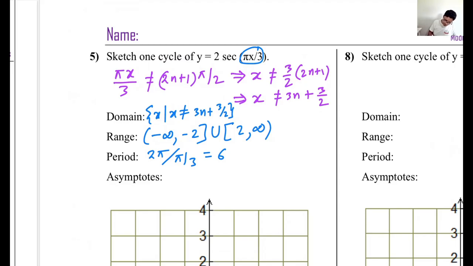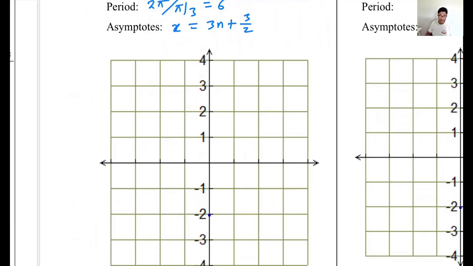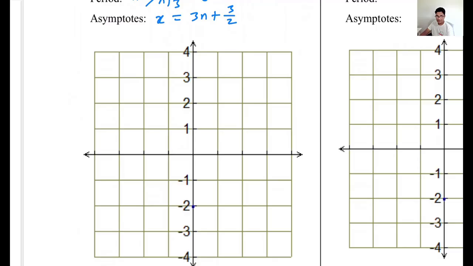And the asymptotes will be exactly those values. Equation should be x equals 3n plus 3 over 2. Okay, you can now draw the graph based on this information. Do it yourself and then check with me. One cycle. Okay, you have to sketch only one cycle of that. While you are doing it, I will show you the answer directly.